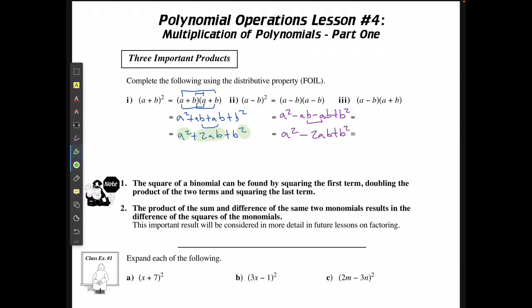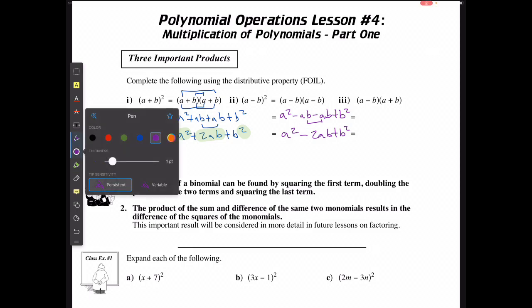The first term of the trinomial is the first term squared. The last term is the second term squared. And the middle term is the first term times the second term times 2. Let's look at one more case.